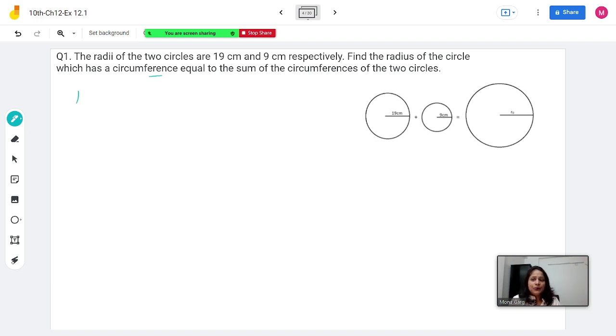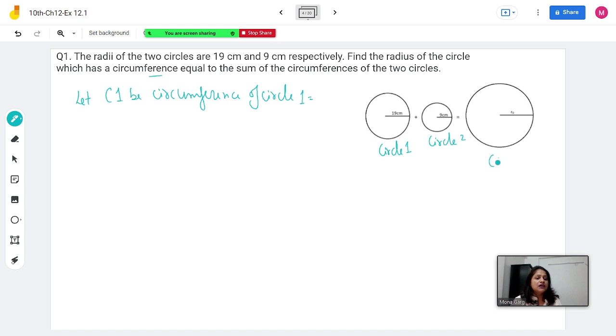Let C1 be the circumference of circle 1. The bigger circle I am calling circle 1. Clear? Circle 1. And similarly this will be our circle 2, and the resulting circle, which is made with circumference equal to these two, is circle 3.